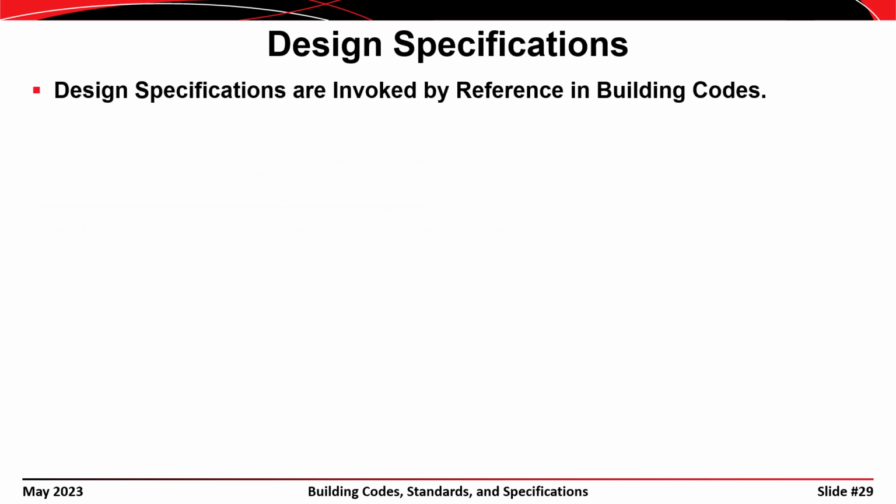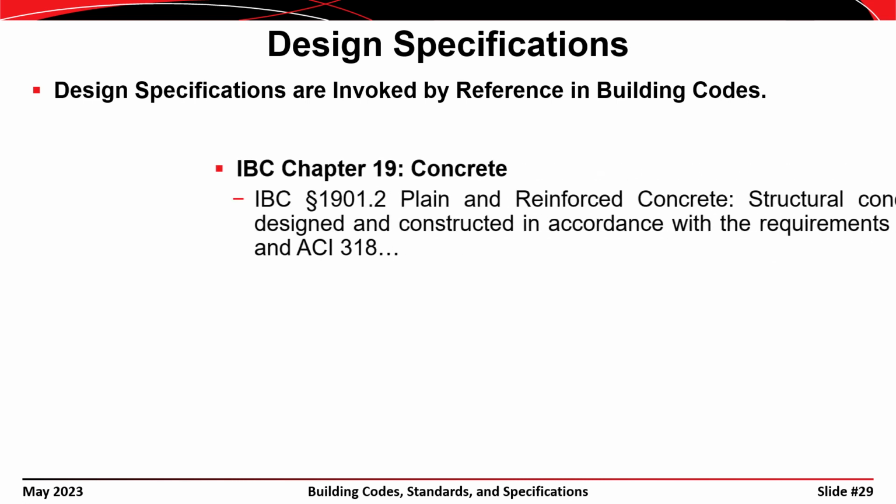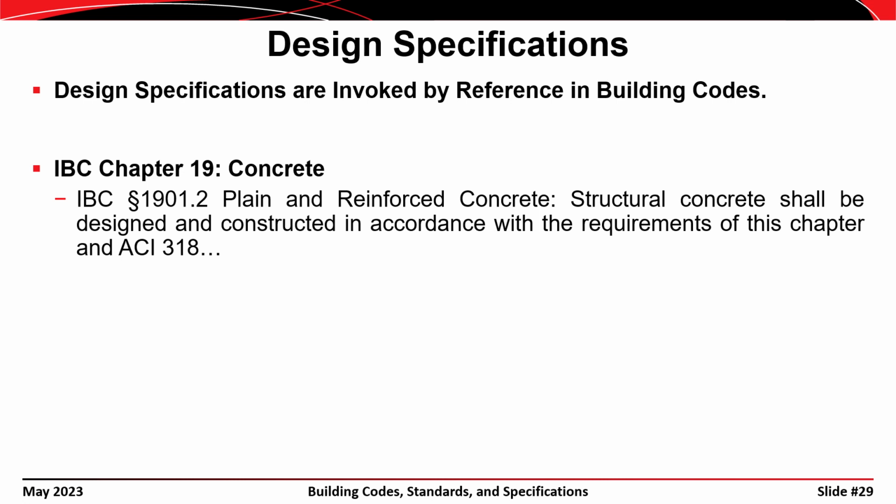The design specifications are invoked by reference in the building codes. For example, IBC Chapter 19 covers concrete and includes a reference that states, "Structural concrete shall be designed and constructed in accordance with the requirements of this chapter and ACI 318," which is the American Concrete Institute specification for reinforced concrete.